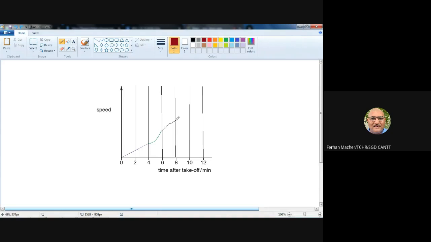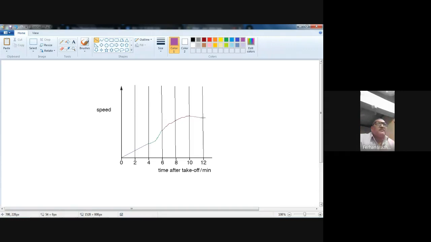So I will draw a decreasing curve. So you see this is the decreasing curve. Its gradient is gradually decreasing. Then 10 to 12 is constant speed. The constant speed is represented with a horizontal line on the speed time graph. This should be like this. Do you understand?